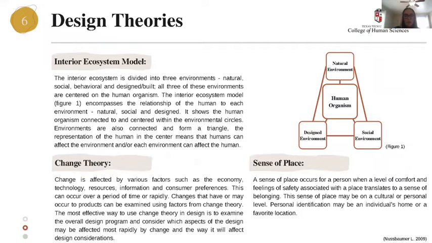Then next, we have the change theory, which discusses how various factors like the economy and technology affect consumer preferences. It is important to take this into consideration when developing the low-income housing facility in order to ensure that it does not become dated and out of style. And then lastly, we have the sense of place theory, which discusses how when a person feels safe and can associate with a space, they become more comfortable. This personal identification is important because I would like to develop a facility that residents are proud to call their home and they actually enjoy living in.